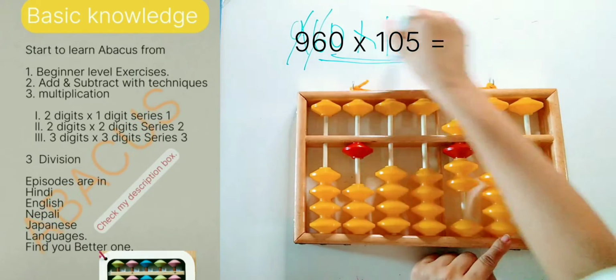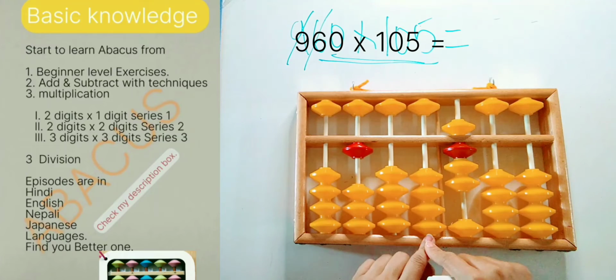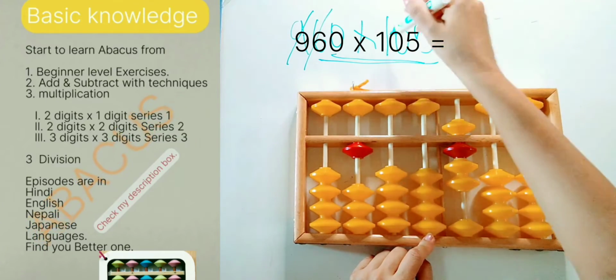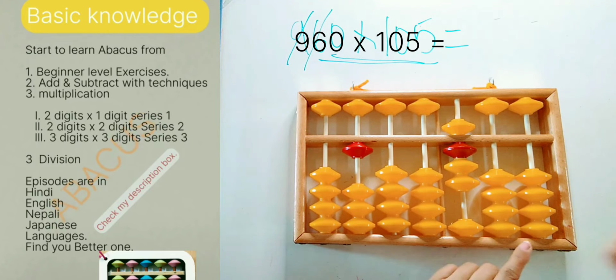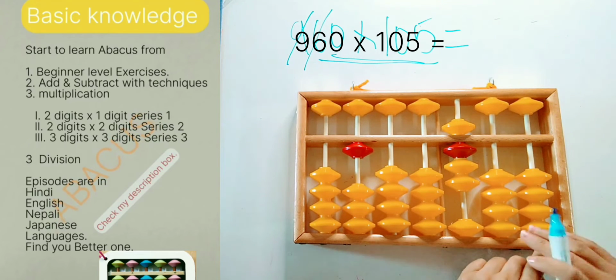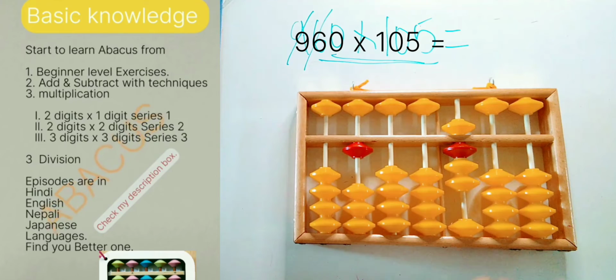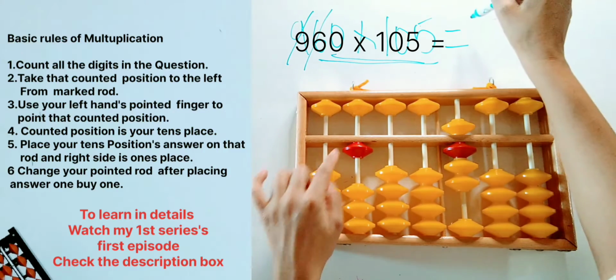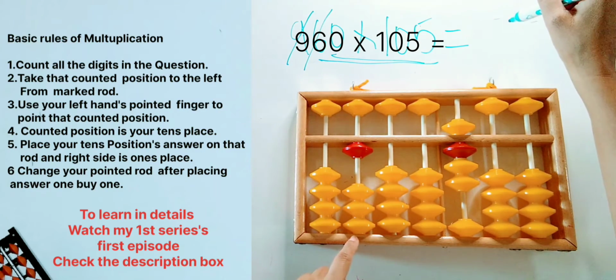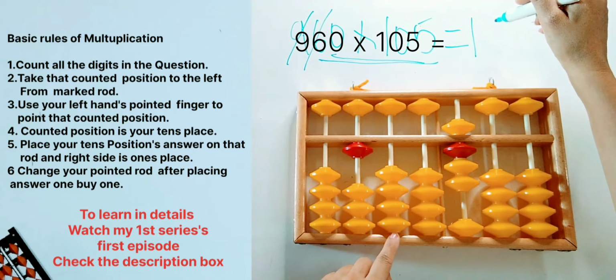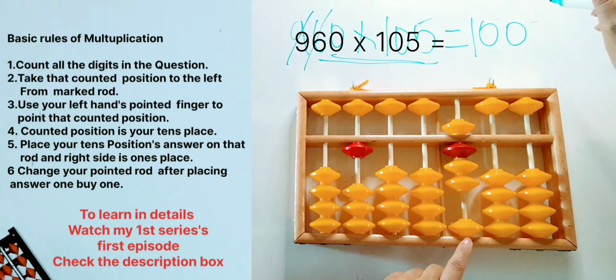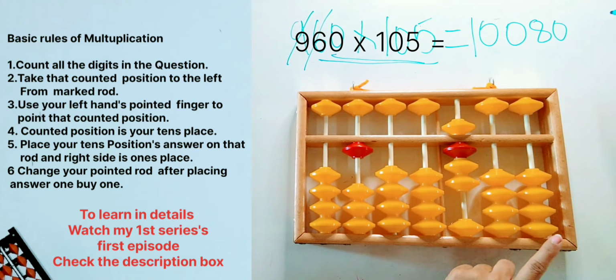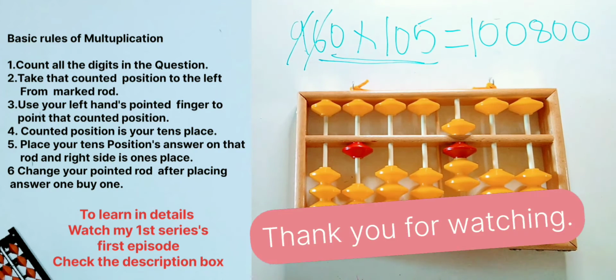And last 4 digits 1 2 3 4 starting from this rod. 0 times 1 means 0, nothing to do, nothing to do, nothing to do, nothing to do. Here is your answer. 100,000 rod 1, 10,000 rod 0, 1,000 rod 0, 100 rod 8, tens 0, ones 0.